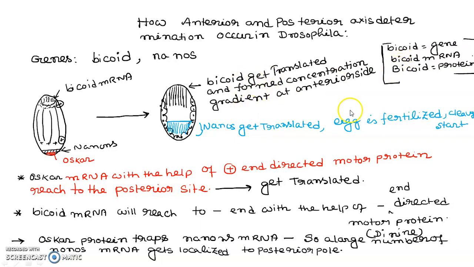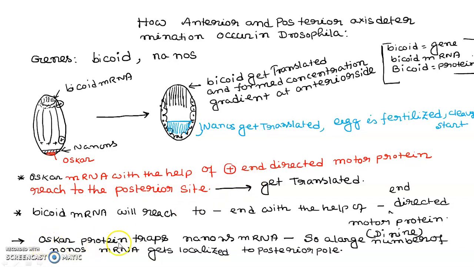Bicoid gets translated and forms a concentration gradient at the anterior side, and nanos forms a gradient in the posterior compartment of the Drosophila embryo. Now, important here is that oskar mRNA, with the help of a plus-end directed motor protein like kinesin, reaches the posterior site and gets translated. Bicoid mRNA reaches the minus end with the help of a minus-end directed motor protein, that is dynein. Dynein is a minus-end directed motor protein and kinesin is a plus-end directed motor protein. These two proteins play important roles.